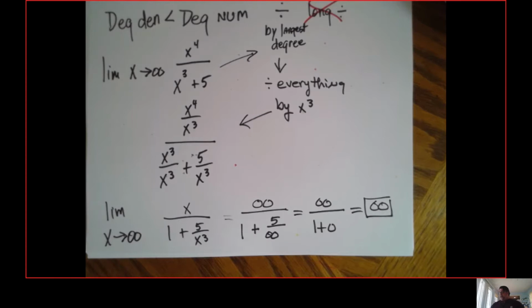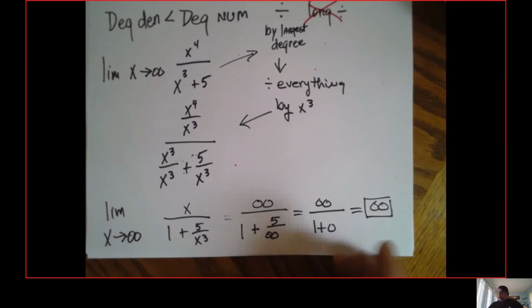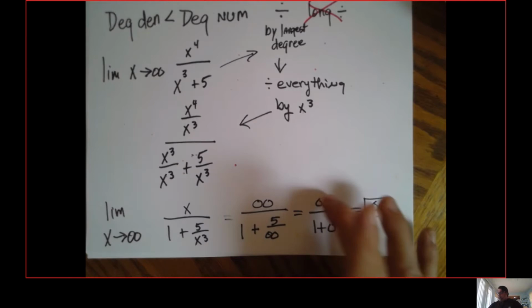Okay, so if you want to think of infinity, think of it as 1,000. Then that's going to be 1,000 over 1 plus 5 divided by 1,000. So that's 1,000 over 1, which is 1,000.